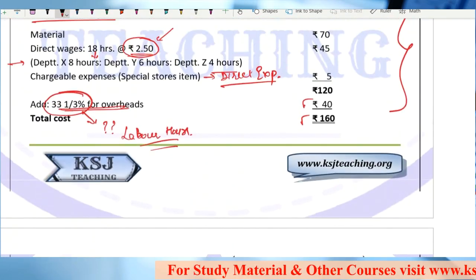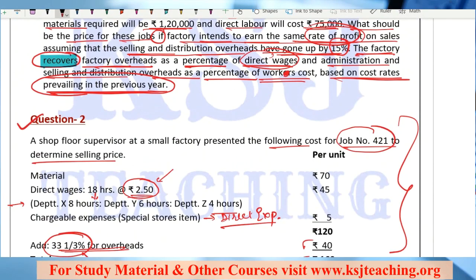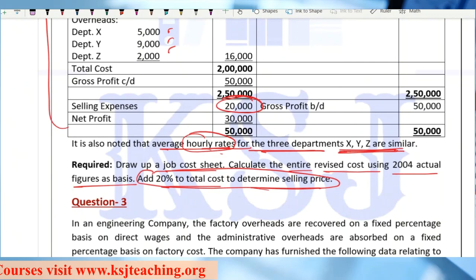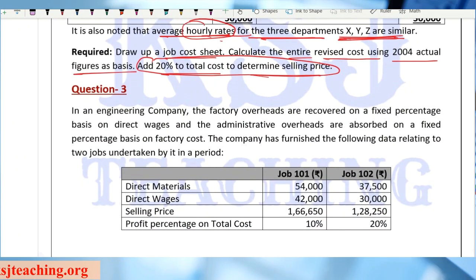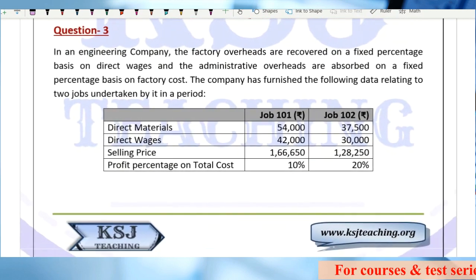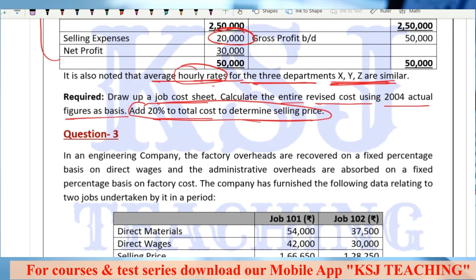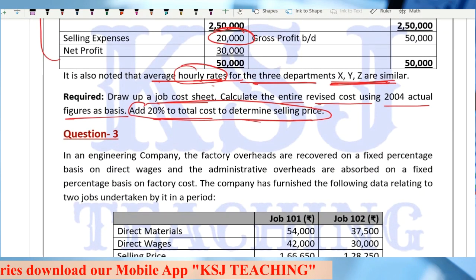This is complete. Now in the next lecture, we'll do question number 3 and complete this chapter, right? And what you have to do is practice the questions from the ICAI study material and the handbooks. So you have to practice the questions from both. Right, sir? So question number 3, which is again a very good question, is what we are going to take up in the next lecture.